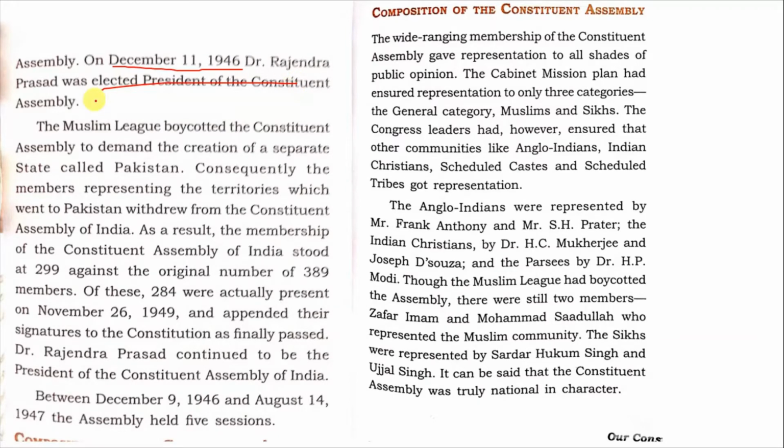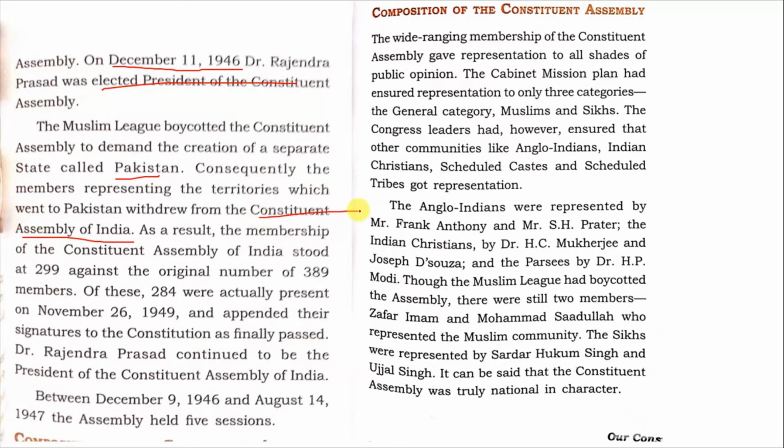The Muslim League boycotted the Constituent Assembly to demand the creation of a separate state called Pakistan. Such things you have learned in grade 8 and below itself, so there's not much to learn. Consequently, the members representing the territories which went to Pakistan withdrew from the Constituent Assembly of India.